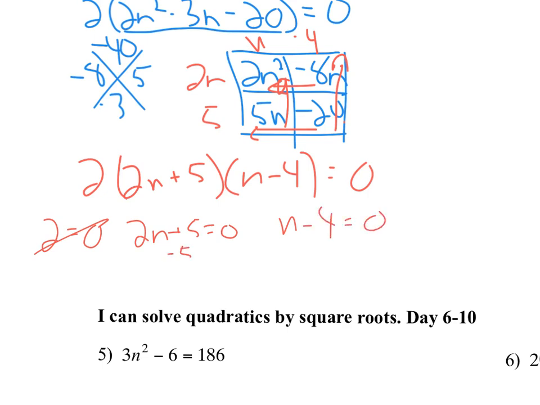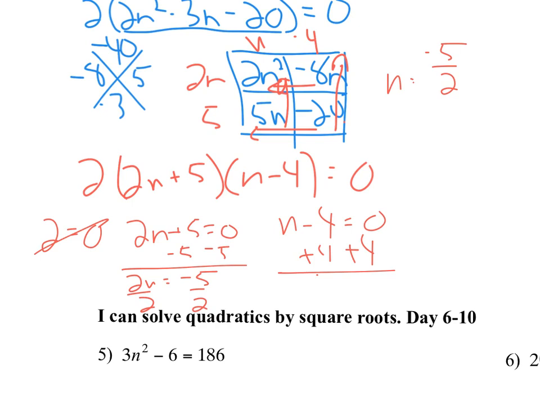Solve, so subtract 5. And 2n equals negative 5. Divide by 2, and n equals negative 5 over 2. And then here we add 4, and n equals 4. So then our two answers are negative 5 halves and 4.